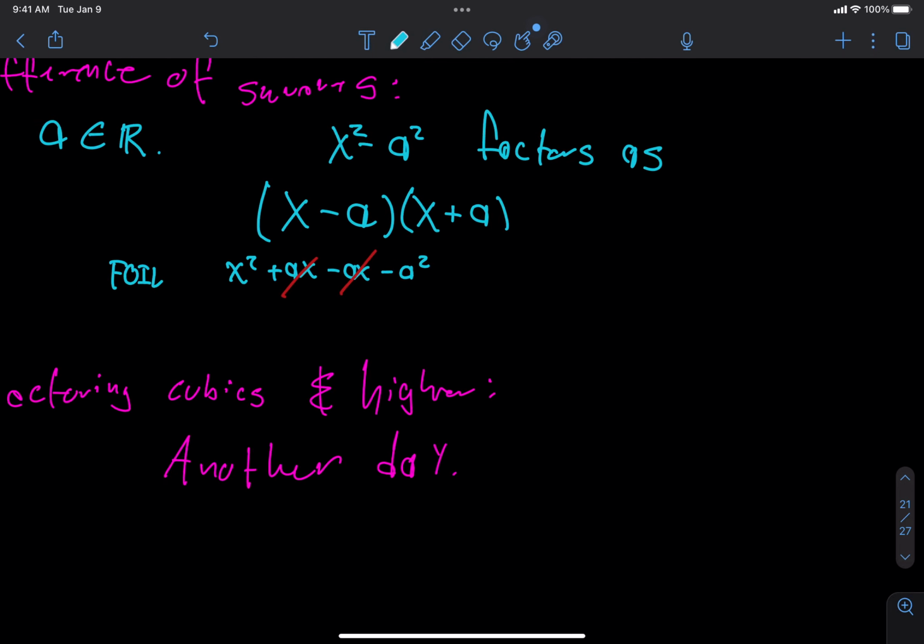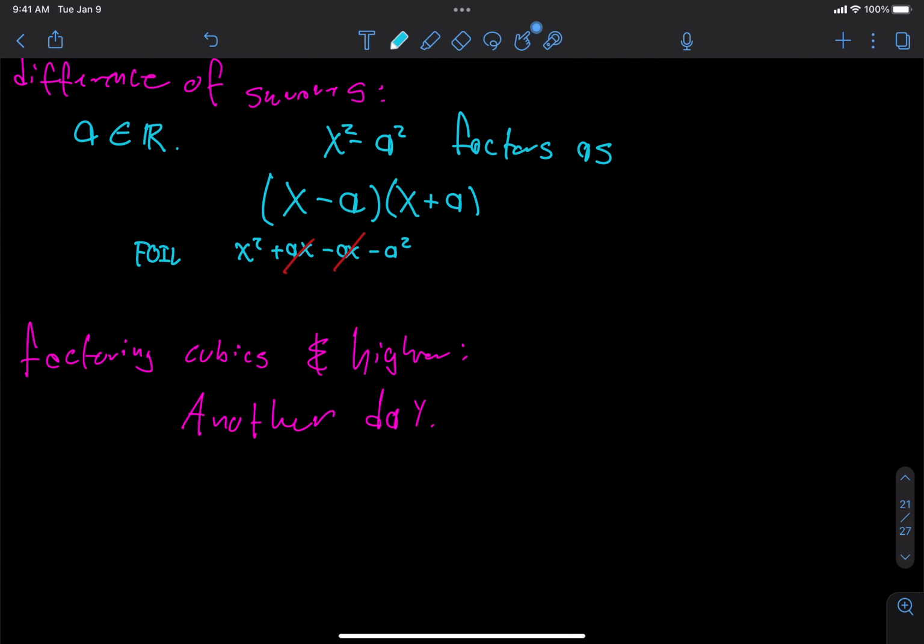Okay. So that's how we factor a difference of squares. Okay, so the last thing I'll say for polynomials today will be that if you want to factor cubics and higher, we're going to talk about how to do that another day. The way that we're going to do it is using long division.